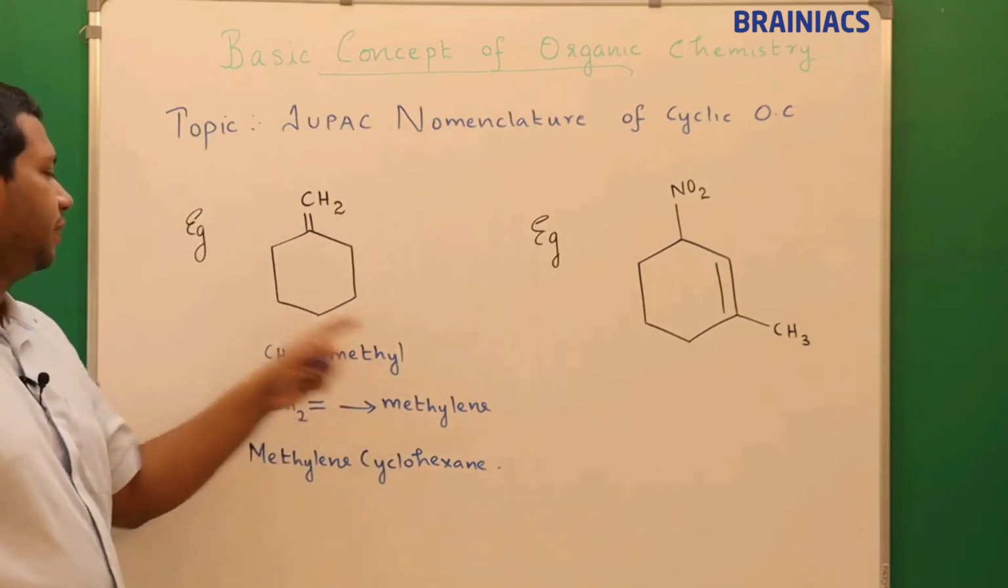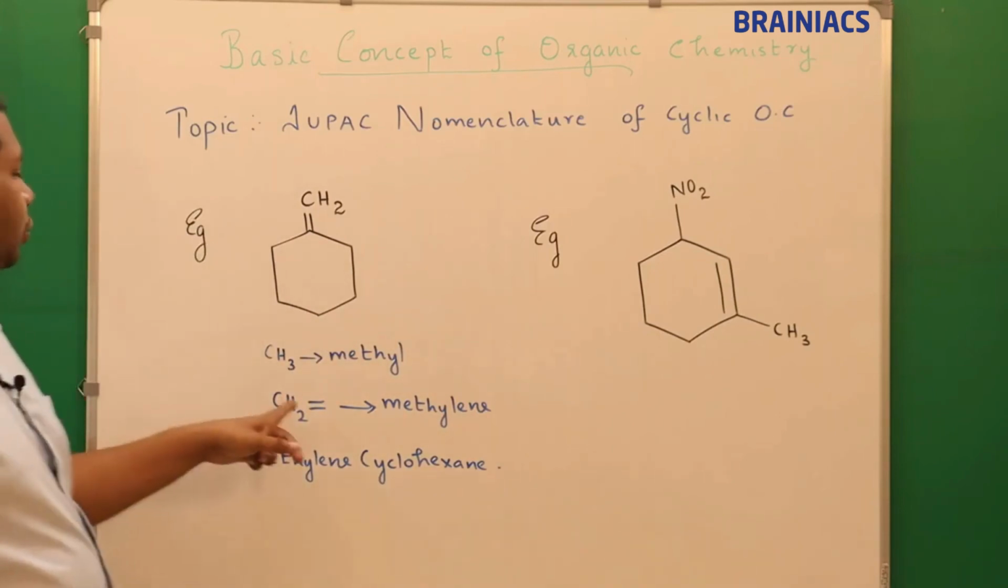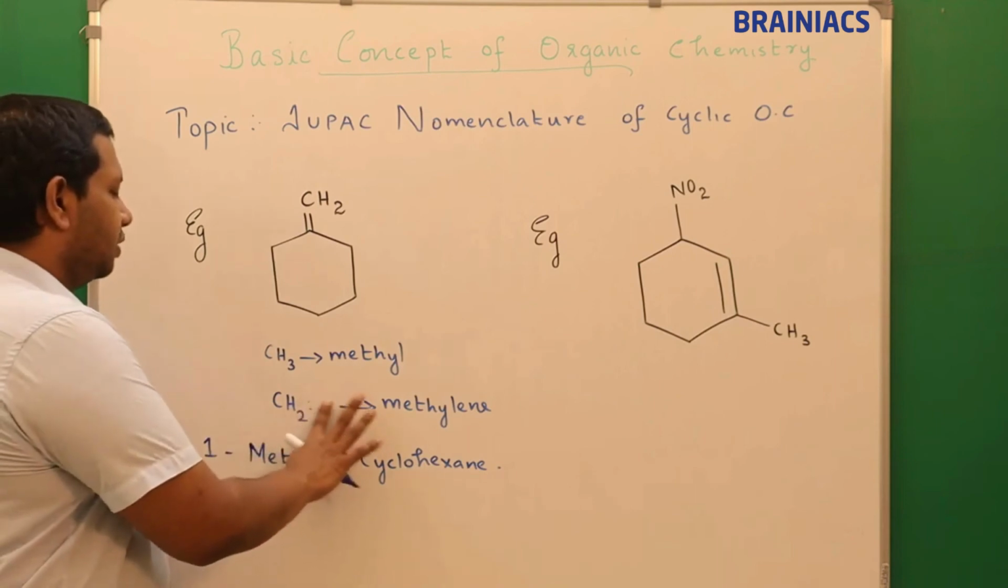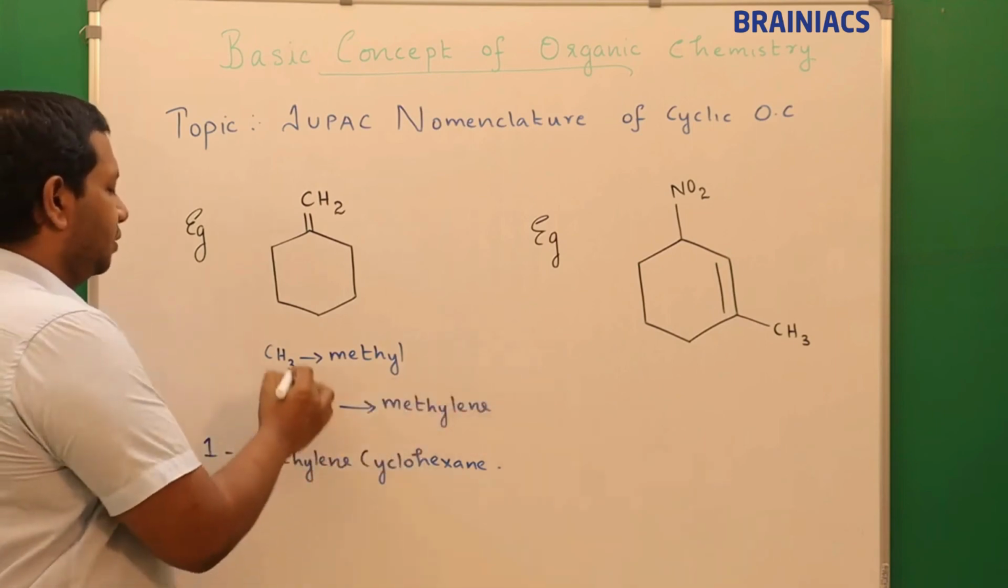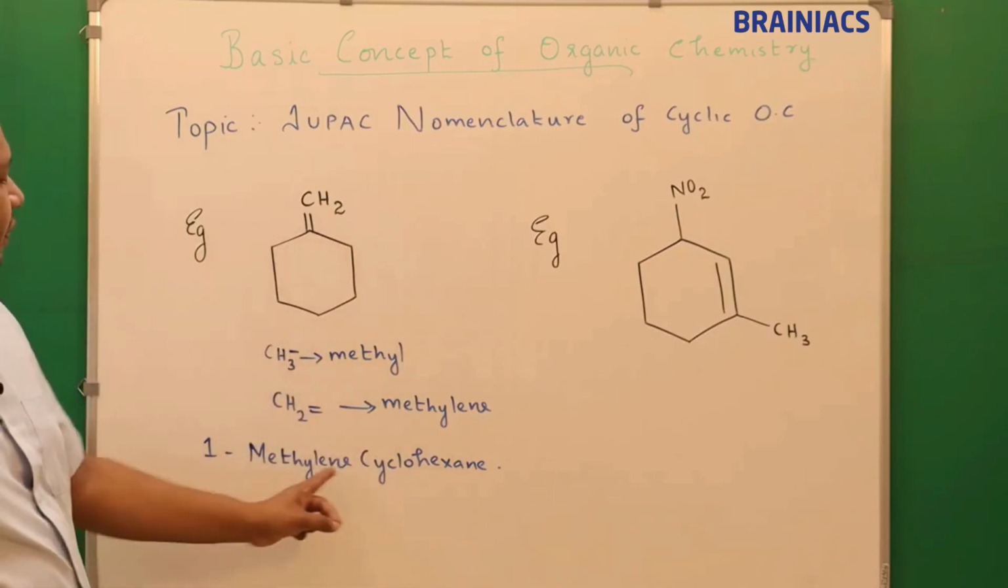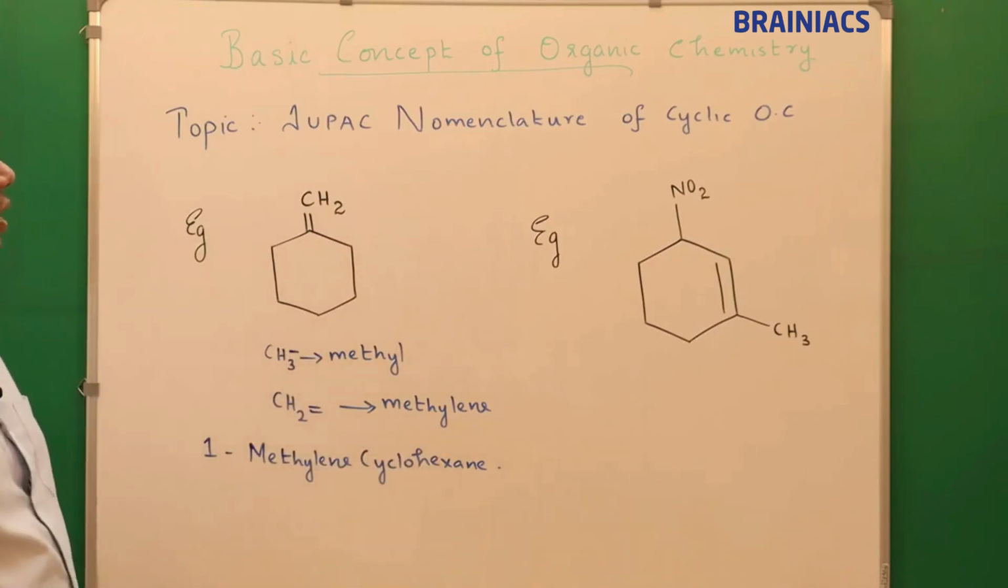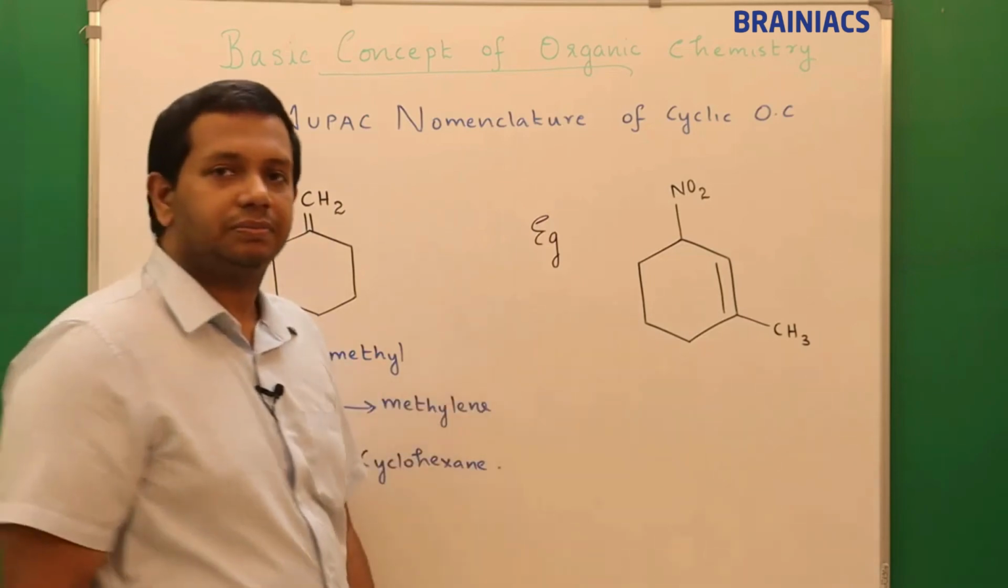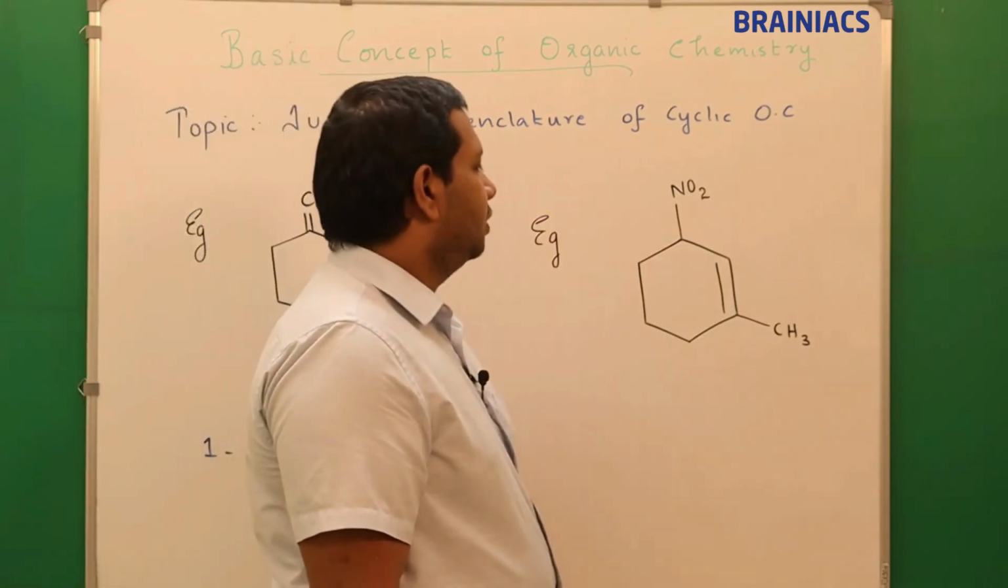If 1H is replaced, we use the term methyl. 2H is replaced, we use the term what? Methylene. So this is single bond and this is double bond. Methylene, 1-methylene cyclohexane. Okay. Now coming to this one. This one we need to think many things.